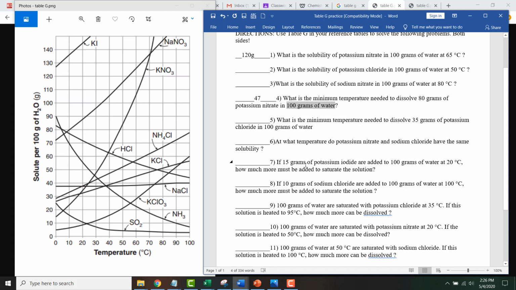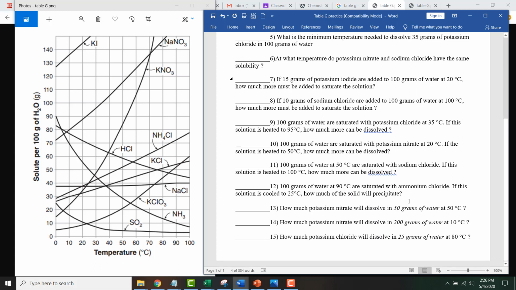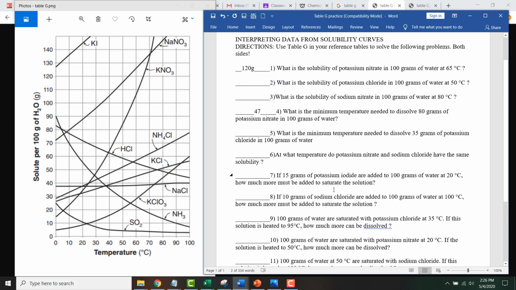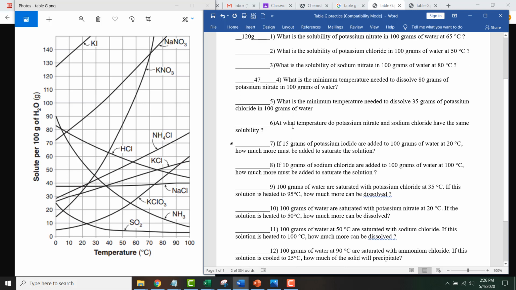I talked about doubling and cutting in half. When we get down to some of the questions down here, notice it says in 50 grams of water, 200 grams of water. So this one's been cut in half. This one's been doubled. 25 grams of water has been divided by 4. So your amount would have to be divided by 4, okay? All right, so 4 and 5 are very similar.